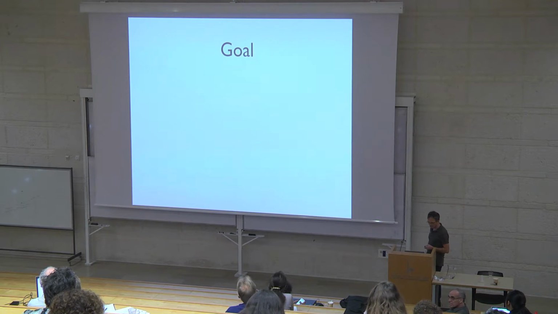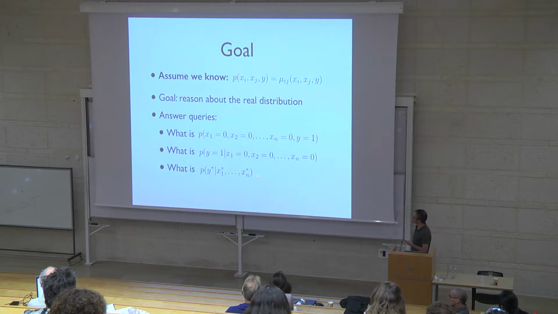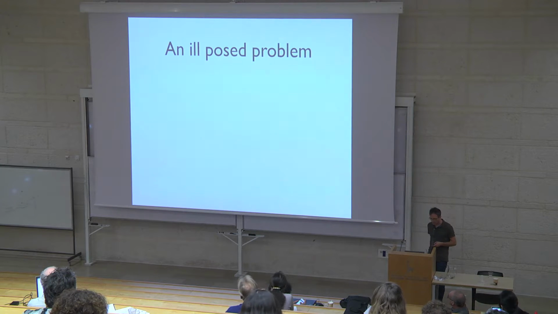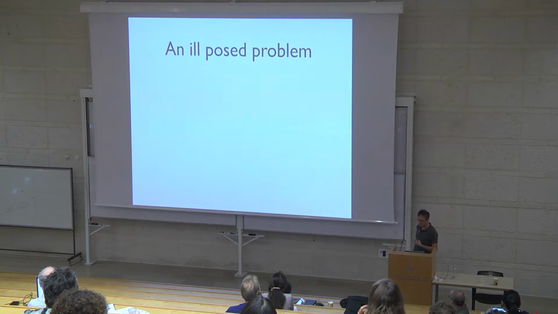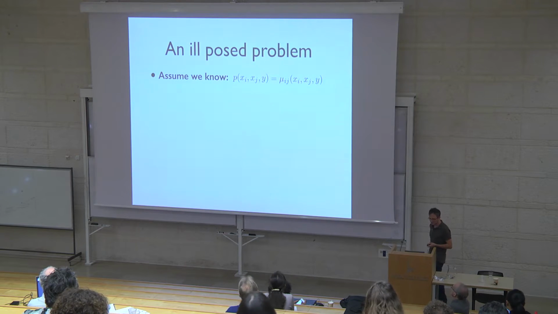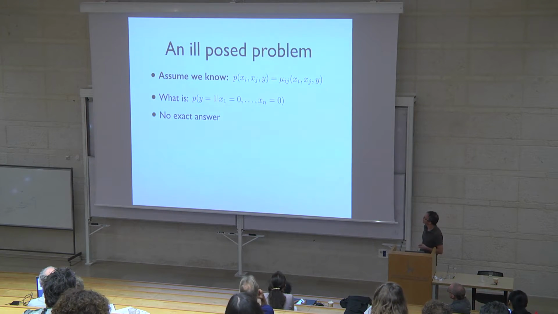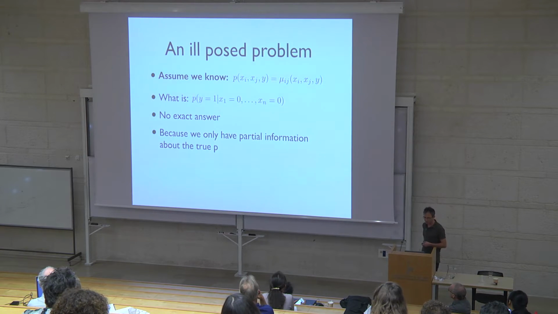Okay. So our goal is going to be, given some y star and x1 star to xn star, to say something about this conditional distribution. It's easy to see that this is the ill-posed problem in the sense that you can't usually give a number. Why is that? This is what we know: we know these pairwise marginals, and we ask what's this conditional probability. There's no exact answer because we only have partial information about the true distribution P.